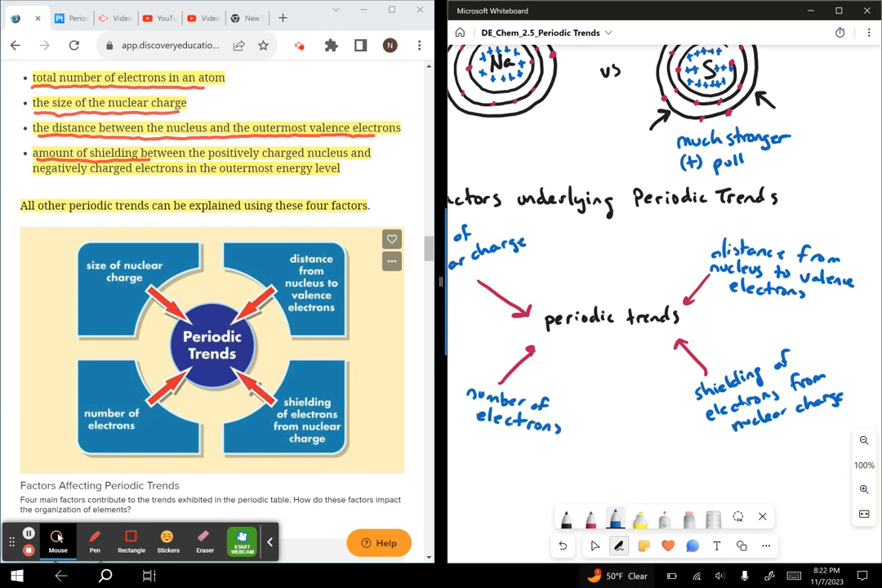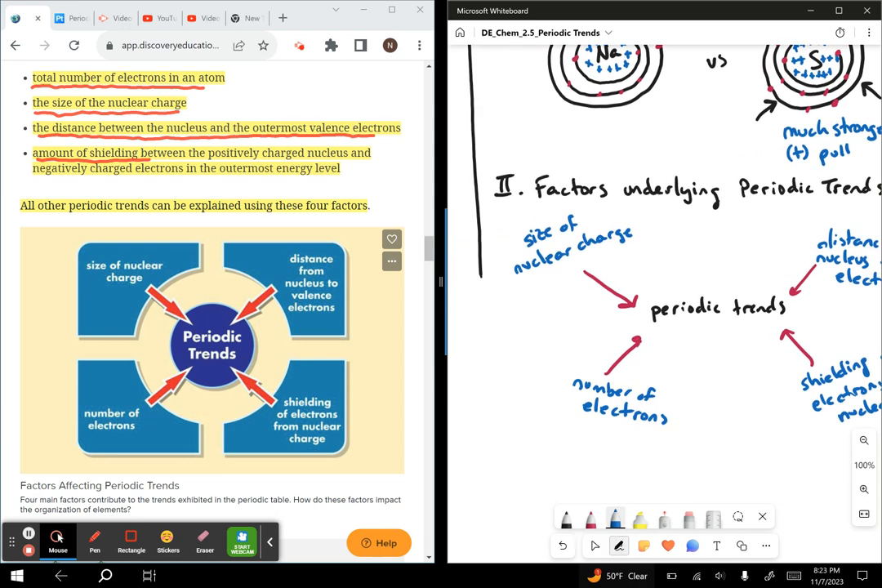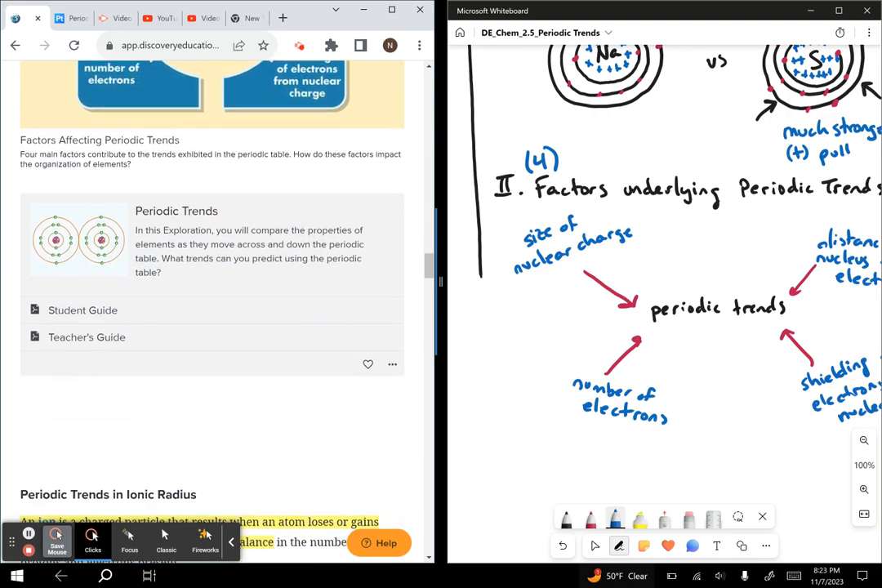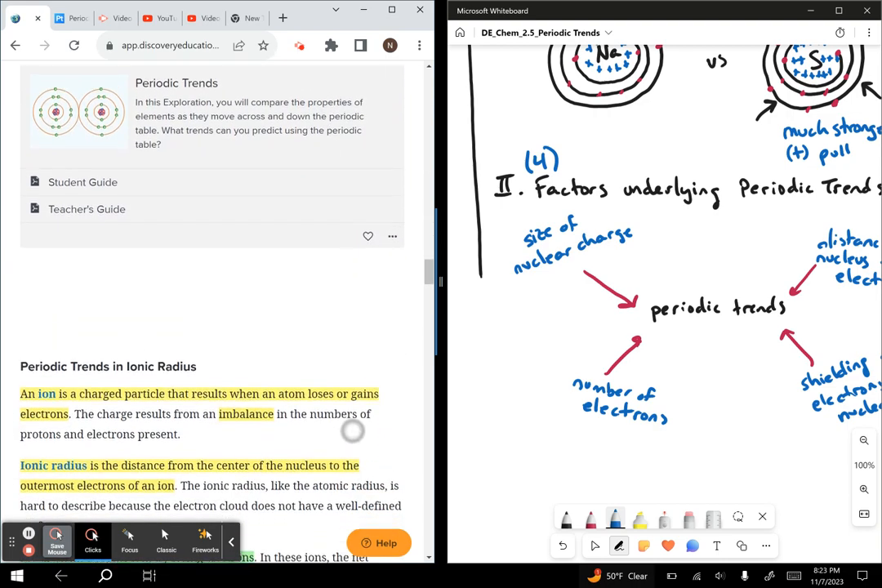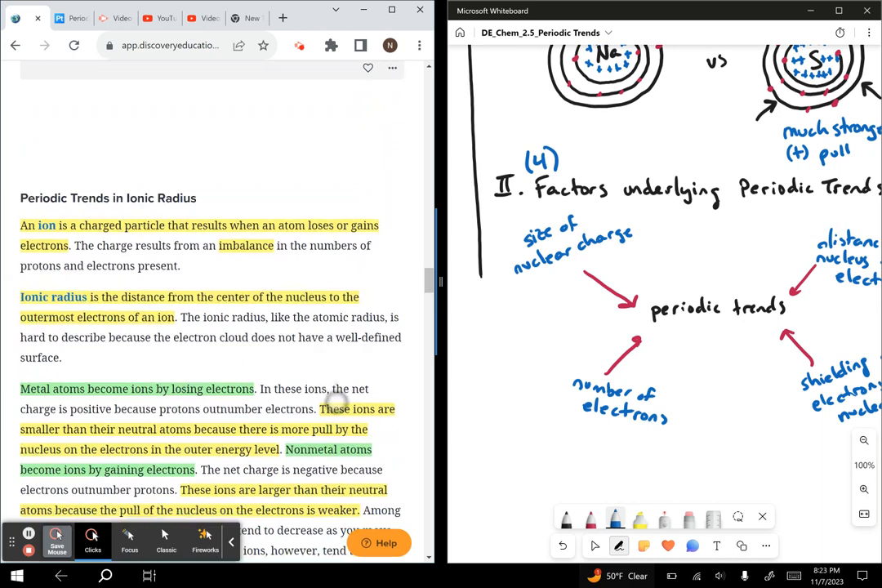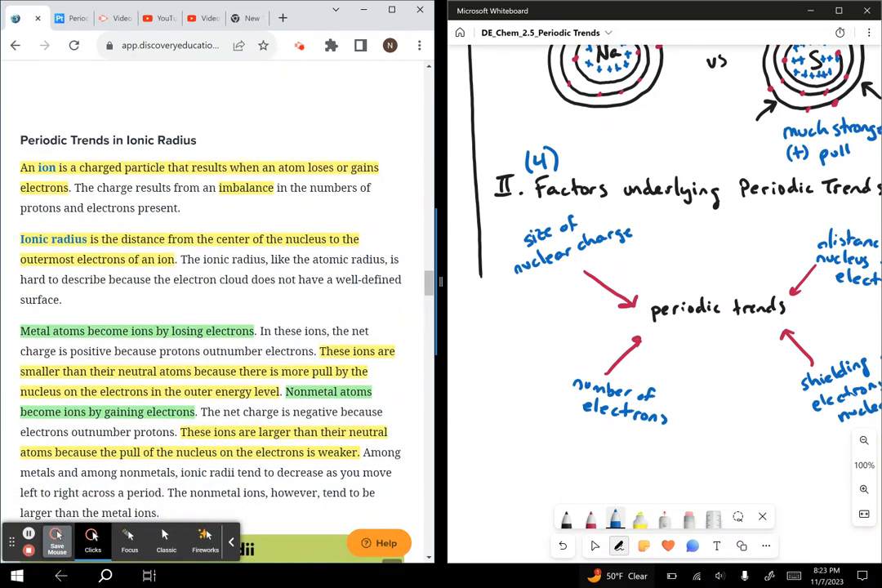Okay, so we have these four factors. There's four of them, four factors underlying your periodic trends. Keep that in mind. Got a nice little exploration simulation to practice with: periodic trends in ionic radius.